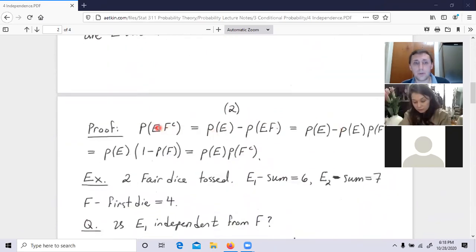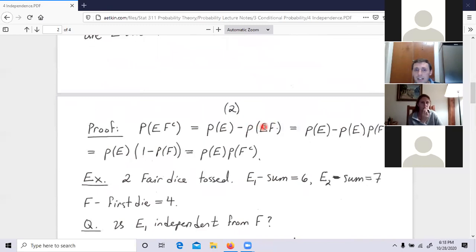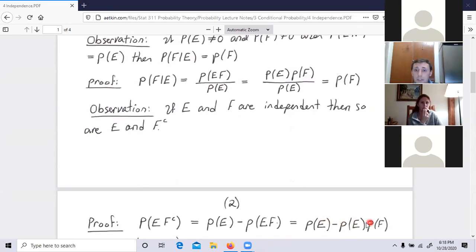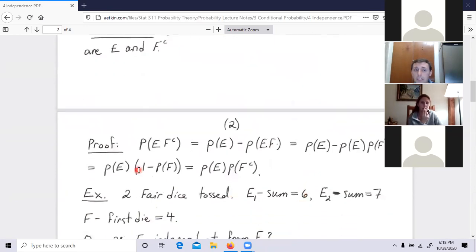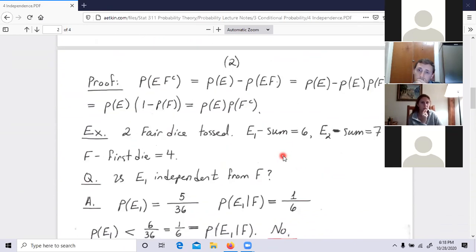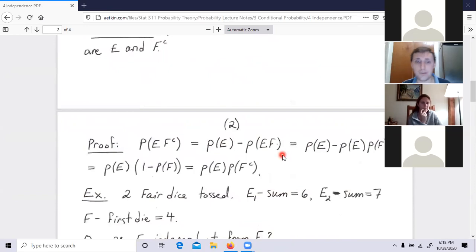That's because the probability of E intersect F complement is the same, if you remember, as the probability of E minus the probability of E intersect F. Yes? You see that, guys? And what's this term? By our assumption of independence, it is just the product of the probability of E and the probability of F. Right, so here it is. And here I can factor out the probability of E, and then I can write 1 minus the probability of F, which is just the probability of F complement. Here the calculation is complete. Good? You can think of pictures or intuitive explanations if you want to.